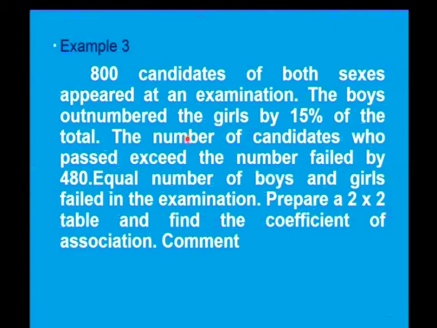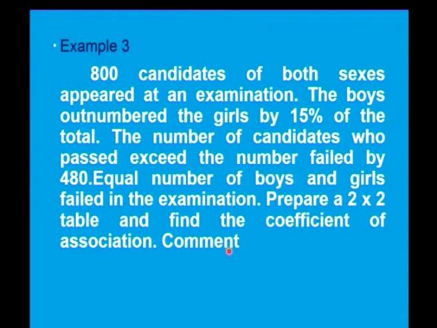Okay. The boys outnumbered the girls by 15% of the total. The number of candidates who passed exceeds the number failed by 480. Okay. An equal number of boys and girls failed in the examination. Prepare a 2 cross 2 table and find the coefficient of association. Also we have to comment on the result.